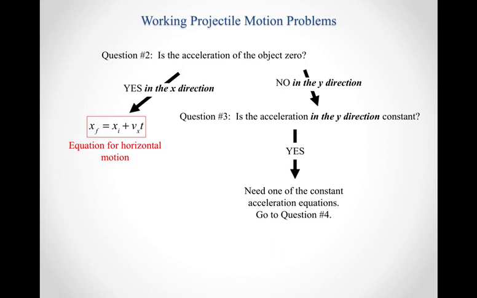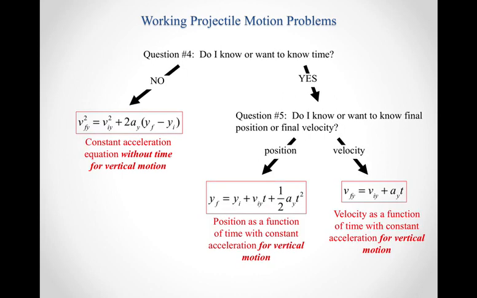Is the acceleration of the object 0? Well, yes, in the x direction, which means that the horizontal motion of the projectile is described by a single equation. So the final position is equal to the initial position plus the horizontal velocity times time. The acceleration is not 0 in the y direction, but I do know that it is constant, so that means I've got my 3 constant acceleration equations. And again, if I know time or want to know time, that's probably going to take me towards my 2 time equations. But if I don't know time or think I can get away without knowing time, then I want to use that v squared equation, just like always.